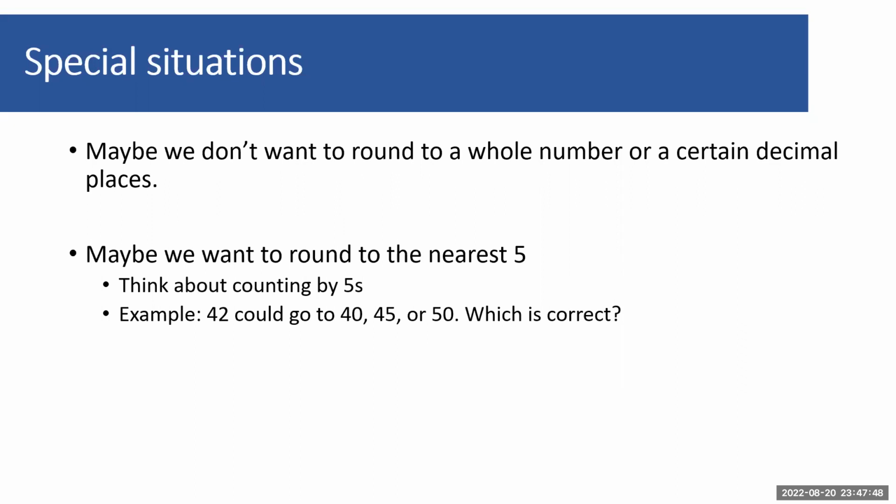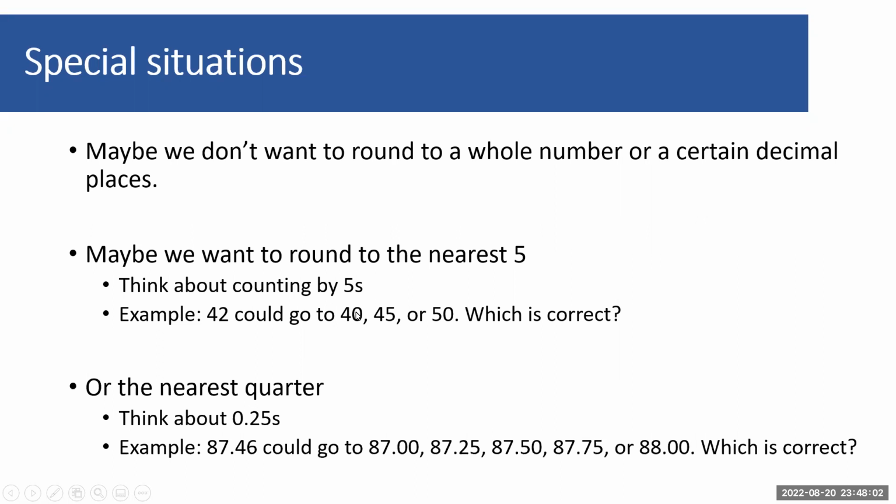For example, 42 would go to 40, 45, or 50, and so on. It's between 40 and 45. The midpoint between these two is 42.5, so it is closer to 40.